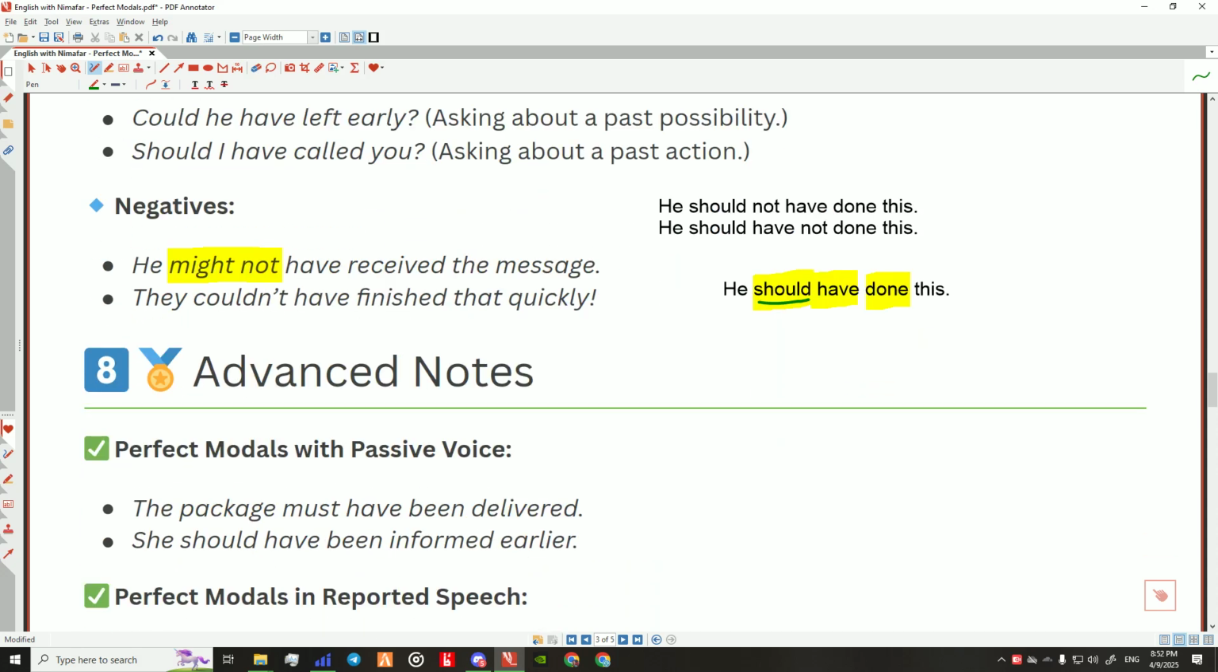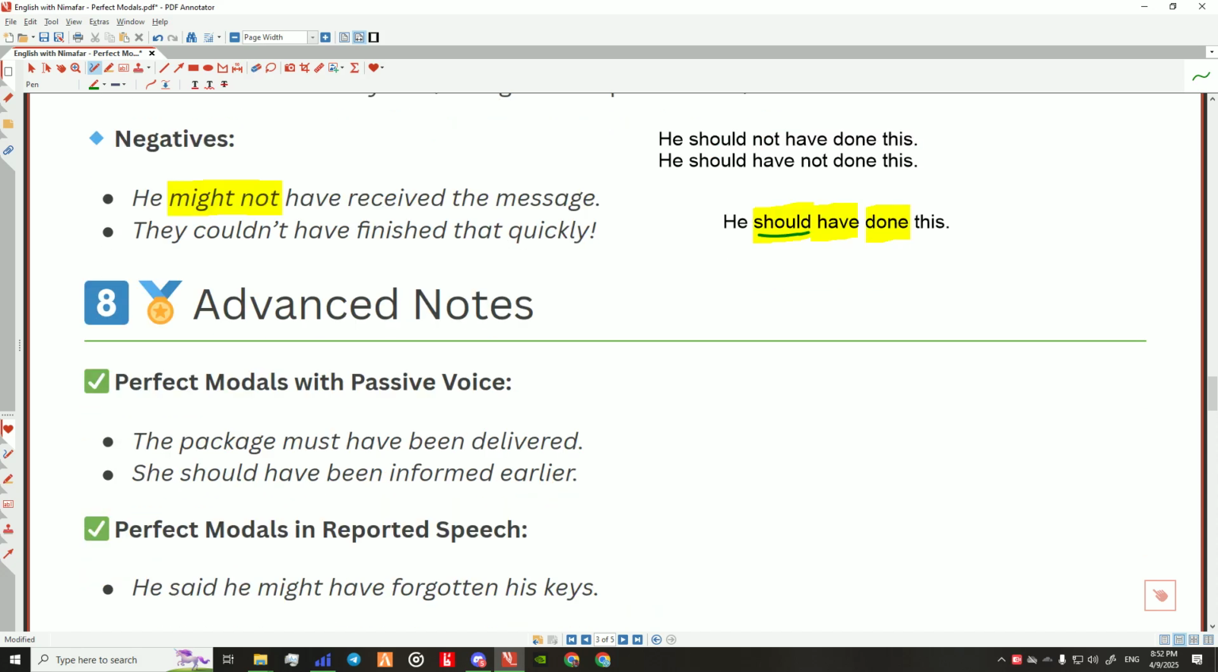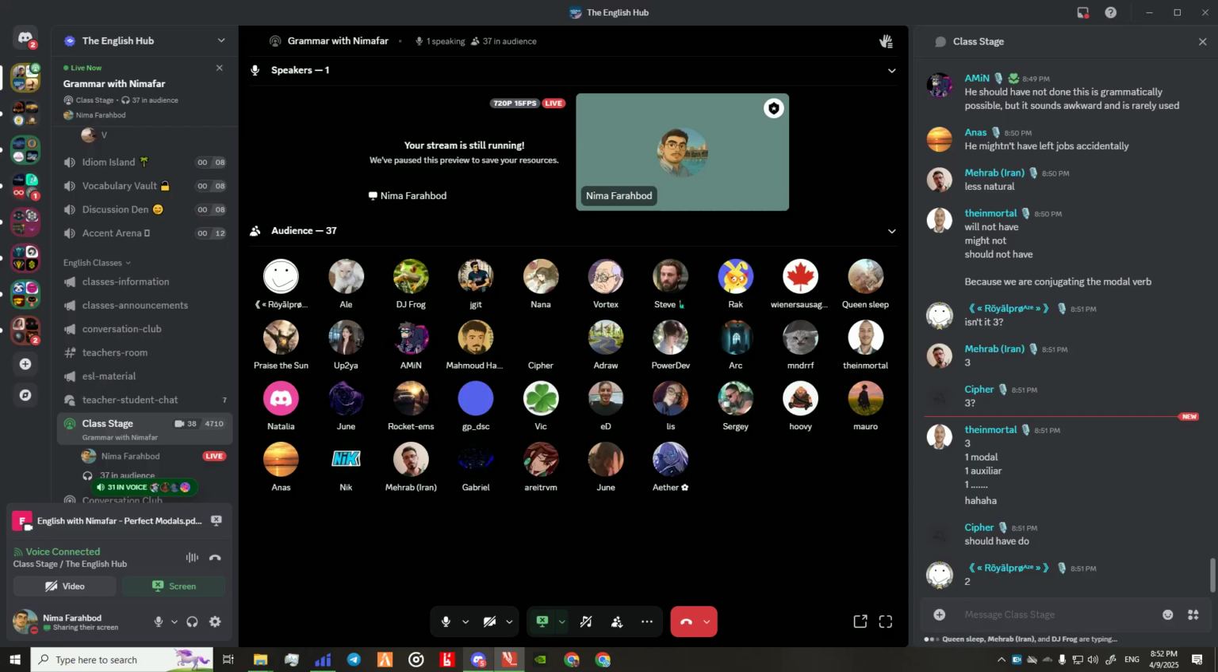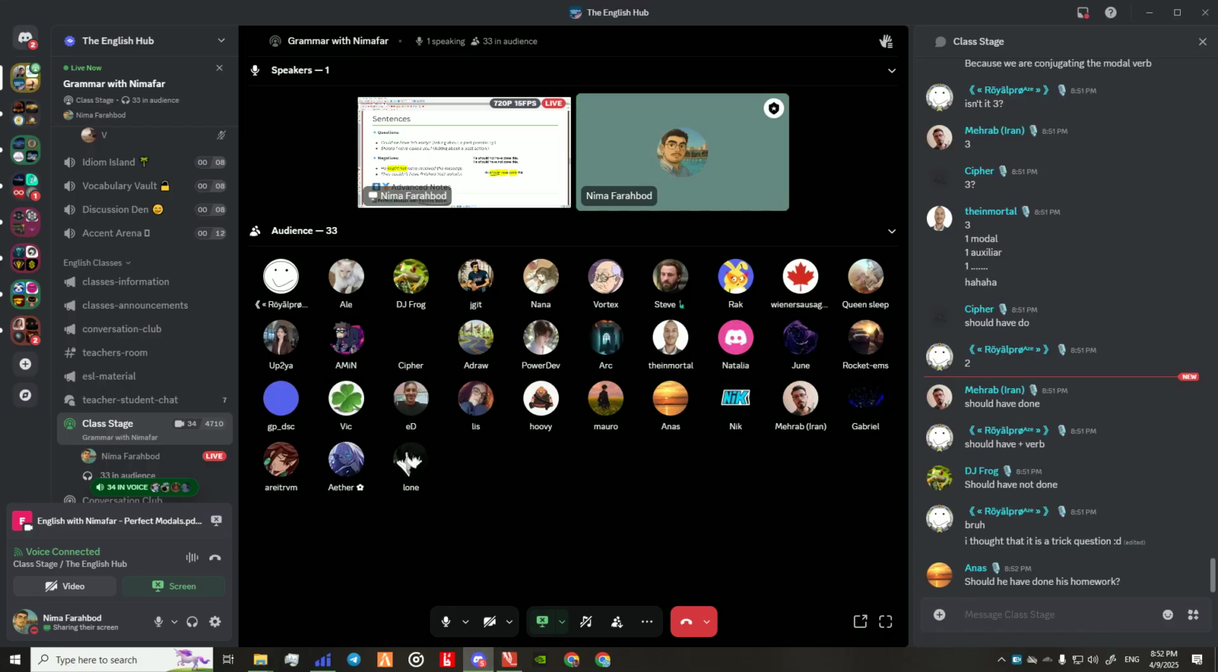Because many students say "she should have not." Not really good. Some advanced notes: perfect modal with passive voice. I have a question here. I mean, it could be a good review too. Passive voice. So what is passive voice? What do we mean by passive voice?